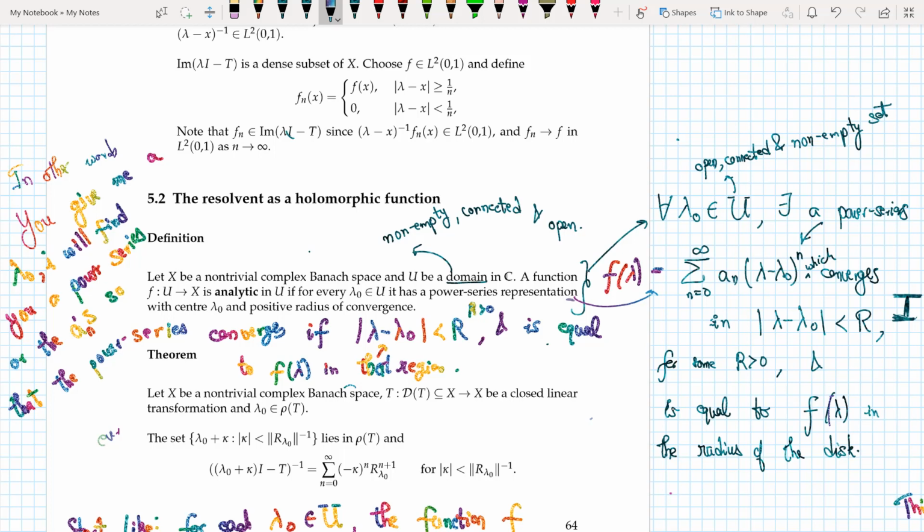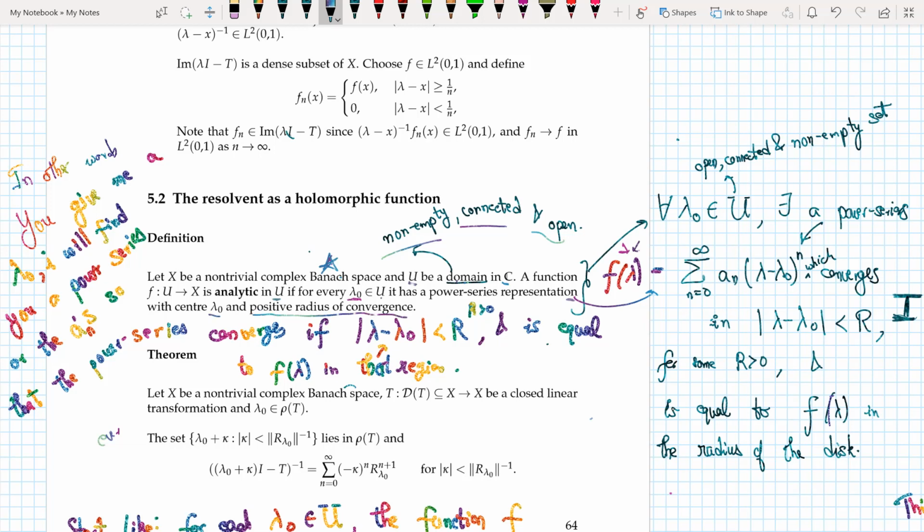Let X be a non-trivial complex Banach space, and U be a domain in C. By domain I mean a non-empty, connected, and open set. A function from U to X is analytic in U if for every lambda naught belonging to U it has a power series representation, I'll come back to this in a minute, with center lambda naught and positive radius of convergence. So three things to unpack here.